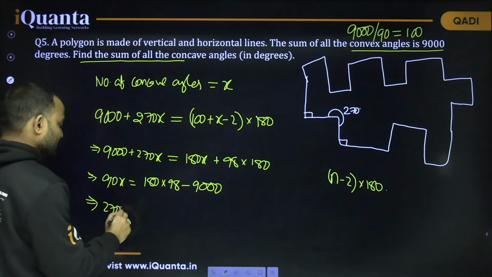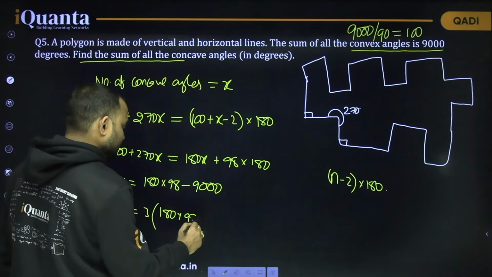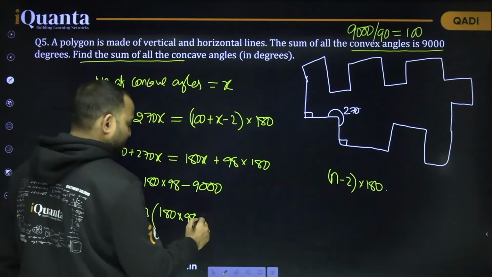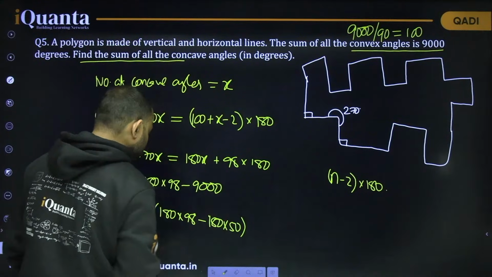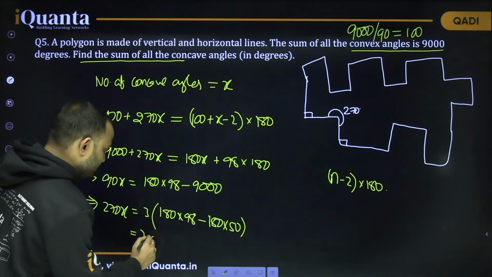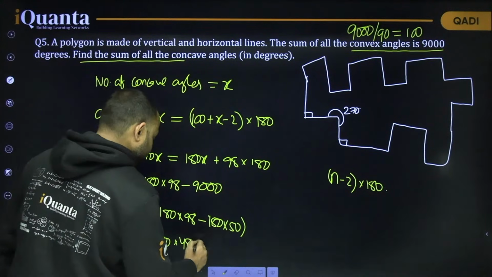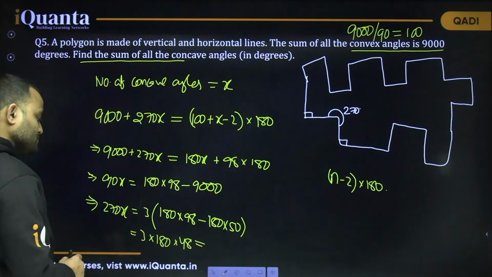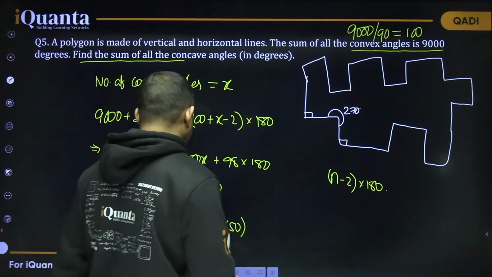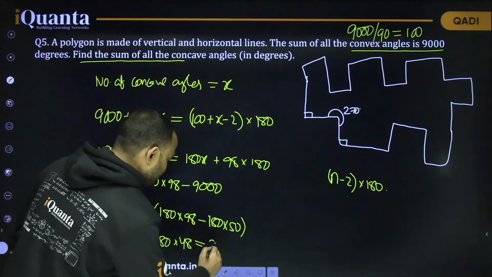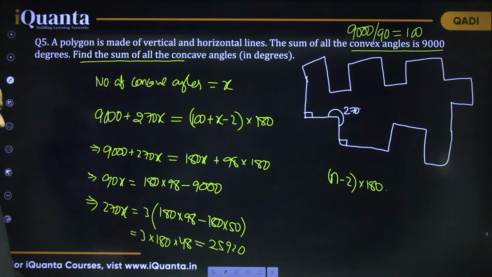So, 270x will be equal to 3 times 180 into 98. Now, to simplify the calculation, can I write 180 into 50, right. So, what will it become, 3 into 180 into 48. So, that will be equal to 144, that is what is coming, right. So, 25,920. This will be your answer.